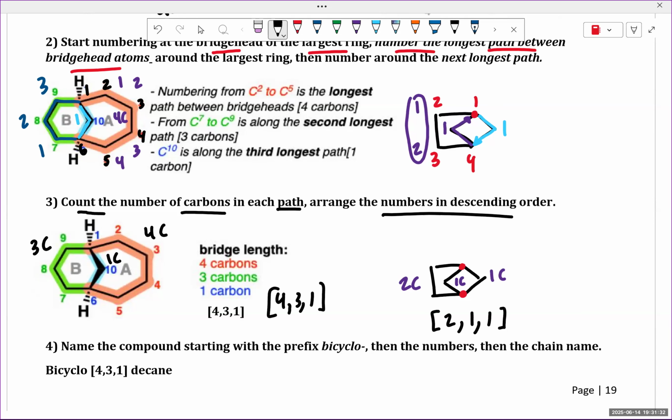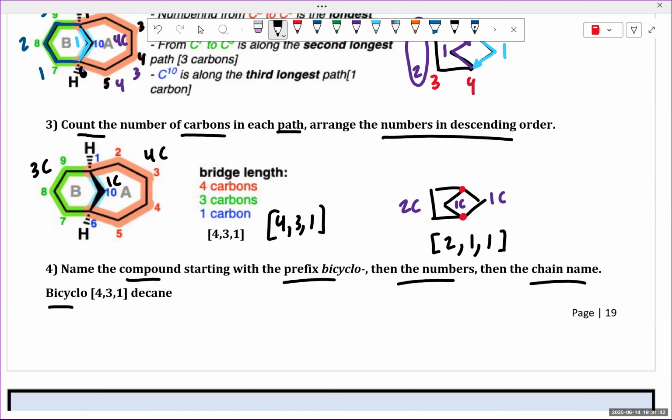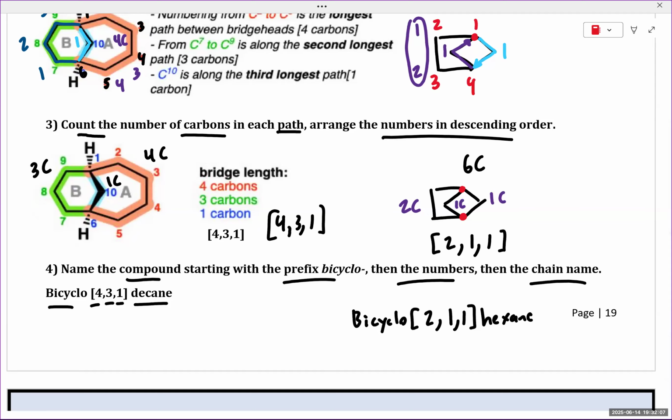To write the full name for our compound, you're going to name the compound starting with the prefix bicyclo, then the numbers, then the chain name. So this compound on the left would be bicyclo 431 decane. Likewise, this compound on the right would be bicyclo 211, and because this is a 6-carbon ring system, this would be named as hexane. Remember, this is the total number of carbons in this bicyclic structure.